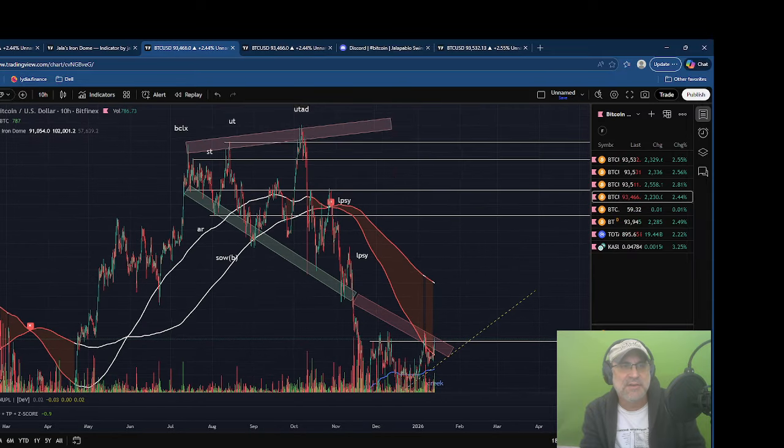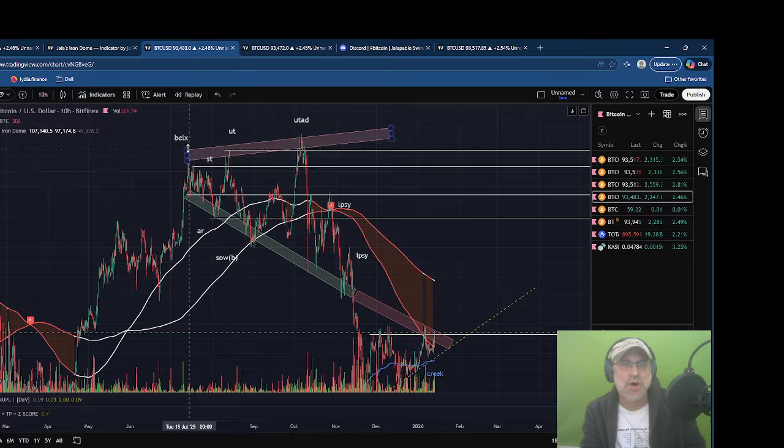I have the Wyckoff events drawn out: the buying climax, the upthrust, and then the UTAD. Remember, this is the 125,000. This is that all-time high we just had, the latest.